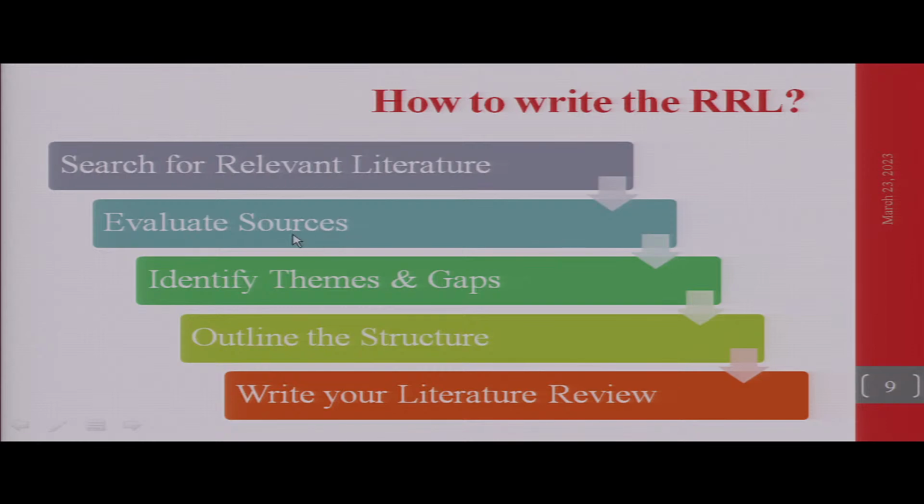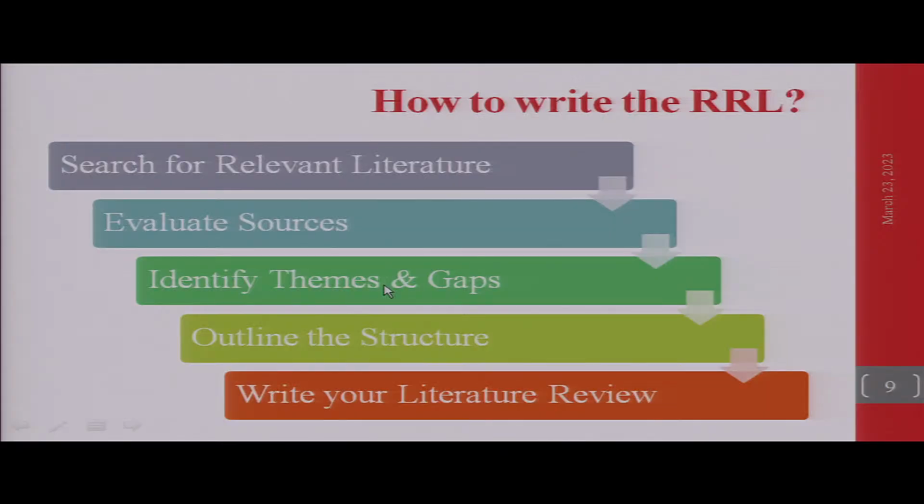Again, you have to understand clearly that the sources you are using as review of related literature are genuine, not fraudulent sources. That decision you have to take. Then identify themes and gaps. After getting the reviews, you have to go through them and find out the gaps. Then outline the structure. You have to clarify how you will write the review of related literature, and what information is supposed to be addressed in the reviews when you are writing it and reporting it in your study.